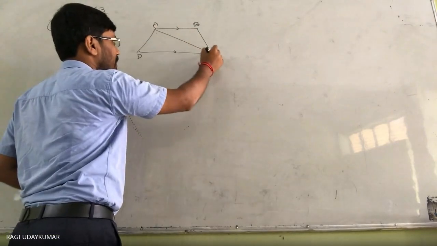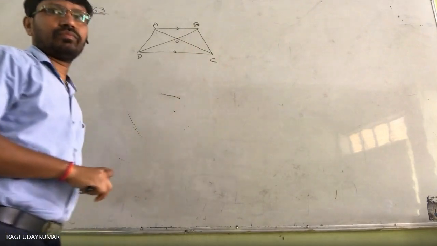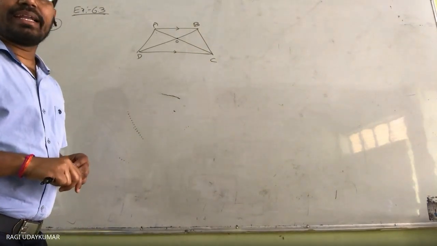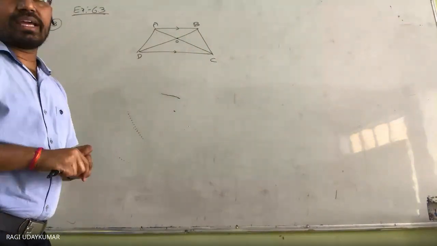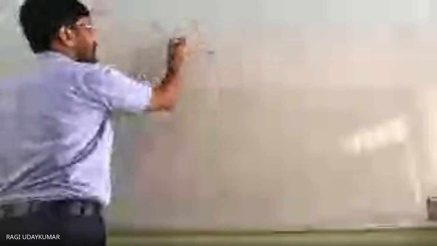Already we have solved it. At a point O, using the similarity criterion of the two triangles, show that OA by OC is equal to OB by OD. Already it looks like the problem we have solved, but here it asks you to use the similarity criterion.